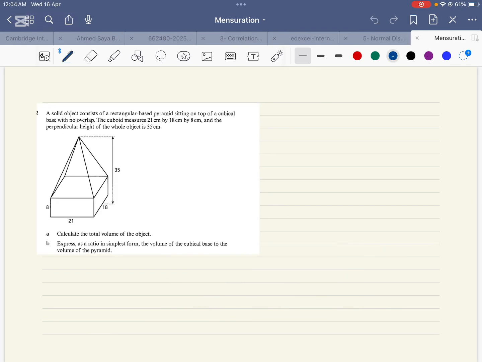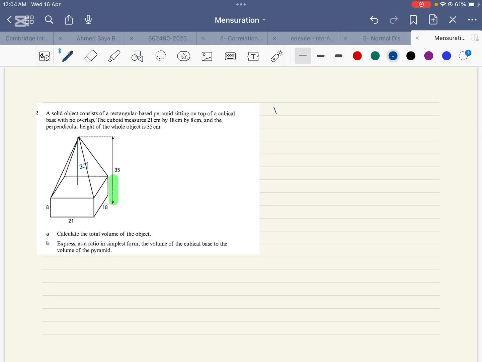The question says a solid object consists of a rectangular based pyramid sitting on top of a cuboid base with no overlap. The cuboid measures 21 by 18 by 8 and perpendicular height of the whole object is 35, which means it includes the height of the cuboid as well. So first we have to find out the height of the pyramid, which is going to be 35 minus 8, which is 27.